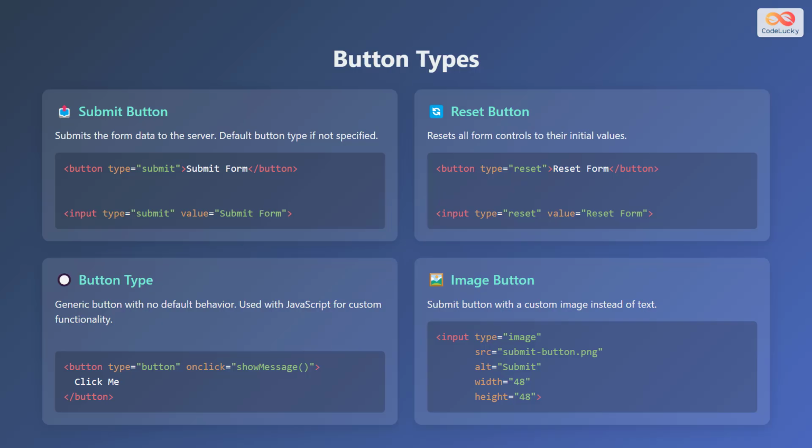Next, we have the button type, which is a generic button with no default behavior, and is used with JavaScript for custom functionality. Here is an example of the code. And finally, we have the image button, which is a submit button with a custom image instead of text. Here is an example of the code.